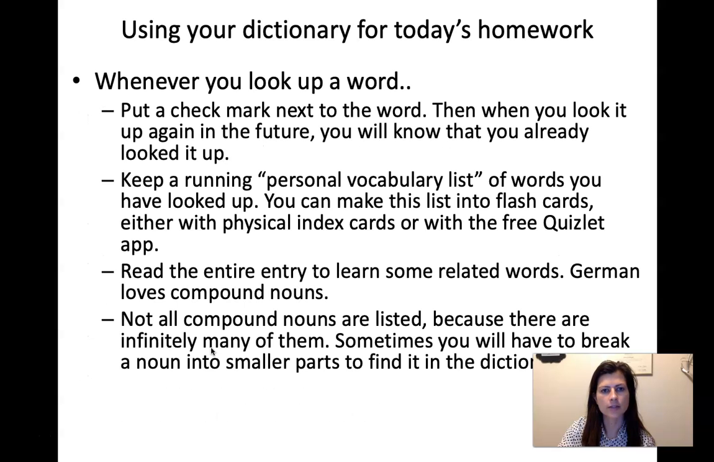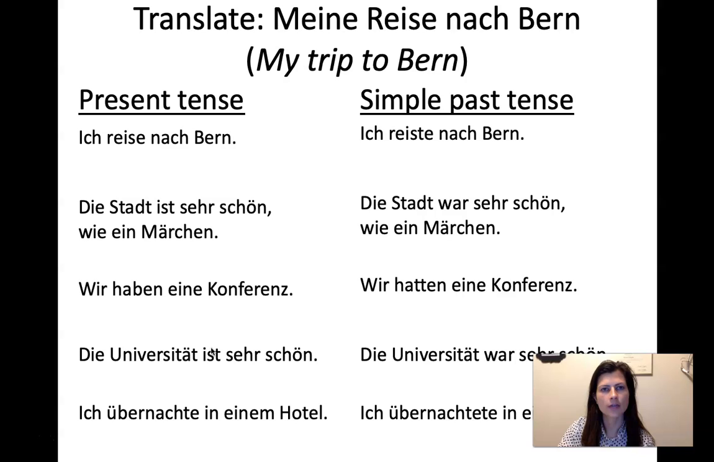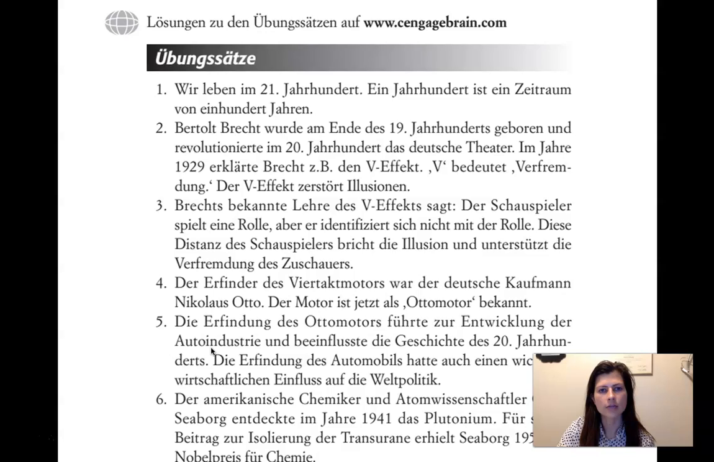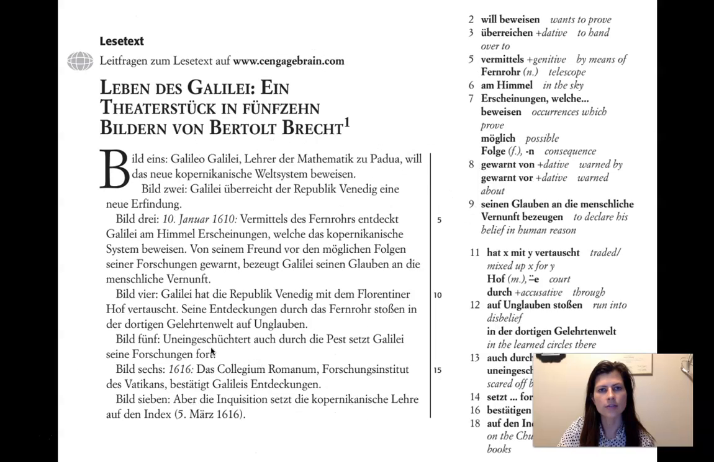Here are the tips for dictionary using in your homework. And then here we have the exercise where the left side is present tense and the right side is simple past. So you can just translate the sentences in the present and then also the ones in the simple past and compare those endings and really note why you're recognizing that the simple past is happening. And then here's another one. Translate these sentences, paying attention to the verb tense, and that will get you more familiar with the simple past verbs.